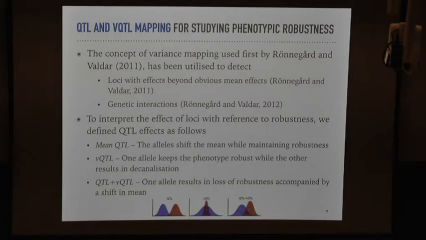And in the third scenario, which is a combination of both of these, one allele leads to loss of robustness and is accompanied by a shift in mean, and that shift in mean can be either in the positive direction or in the negative direction. So to do this kind of analysis, we actually looked at yeast as a model.